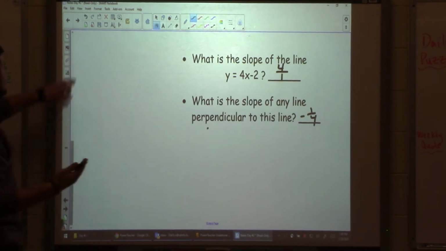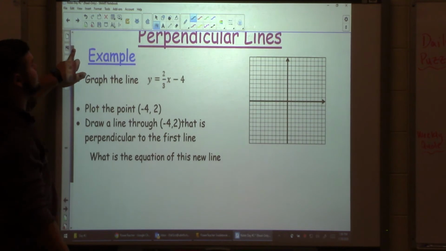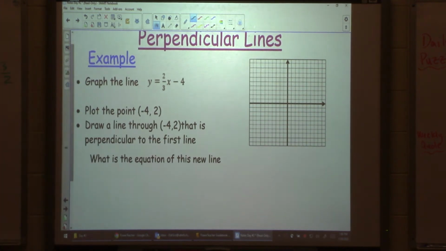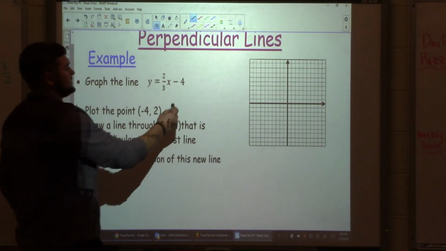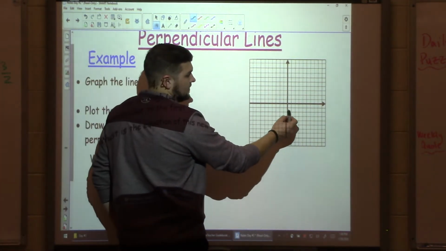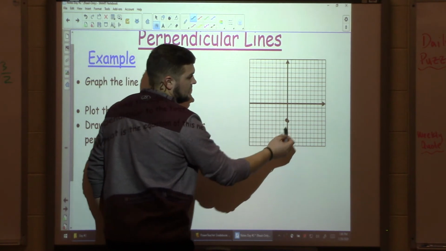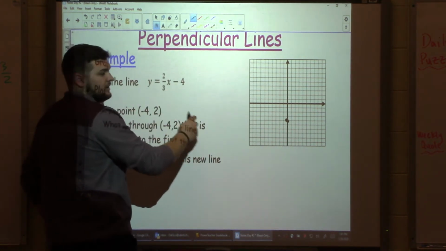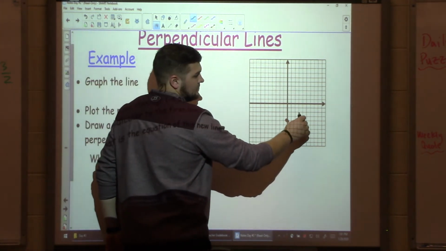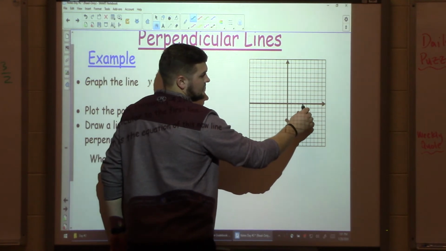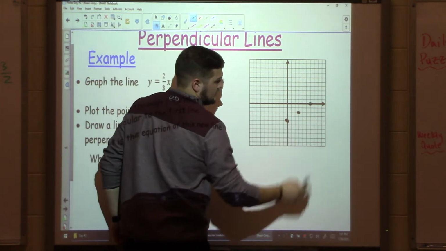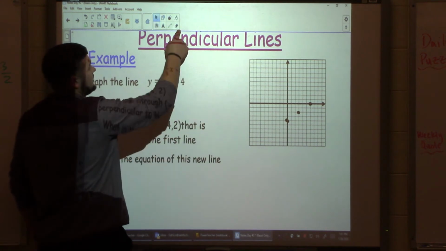Okay. Then, let's try the same thing we just did, but with perpendicular lines. First it wants us to graph the line y equals 2/3 x minus 4. So, y-intercept of negative 4. 1, 2, 3, 4. Slope, 2 over 3. Up 2, over 3. Up 2, 3. And then draw your line in.